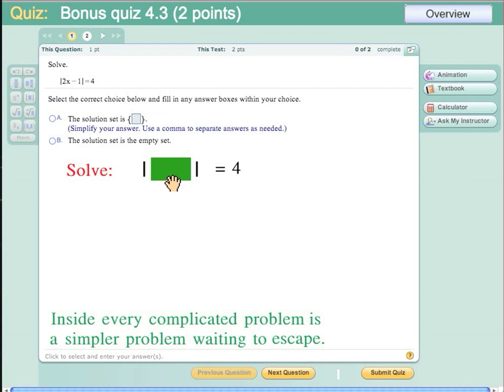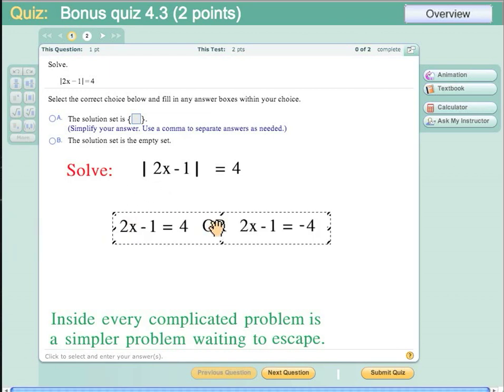And so that allows me to translate this from an absolute value equation to two equations that don't have any absolute value in them. And so that's the game afoot, to rewrite this absolute value equation without absolute values. Now what's under this box has got to be 4, or it has to be negative 4. Okay, well let's look at what's underneath that box. 2x minus 1 has got to be 4, or it has got to be negative 4.